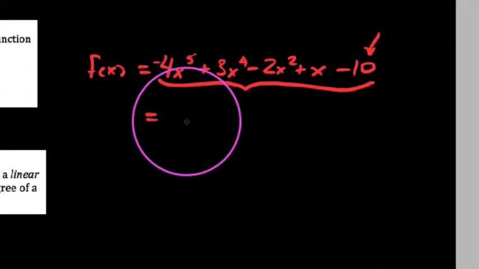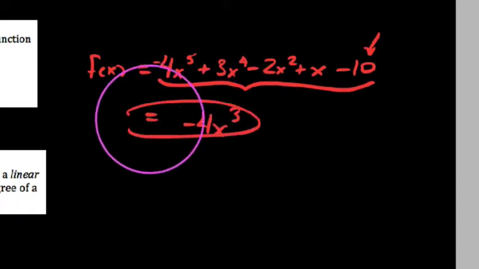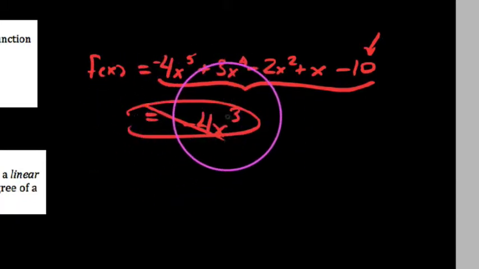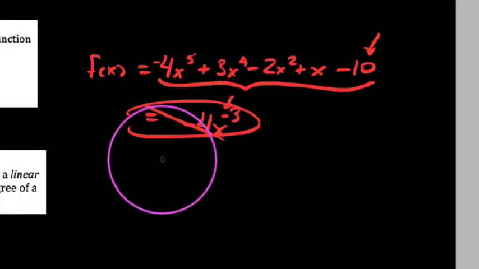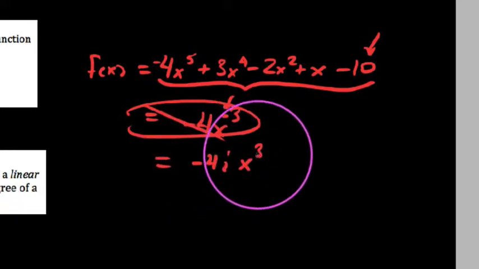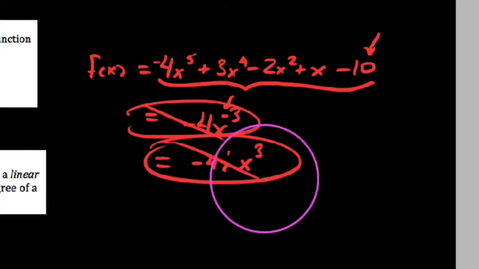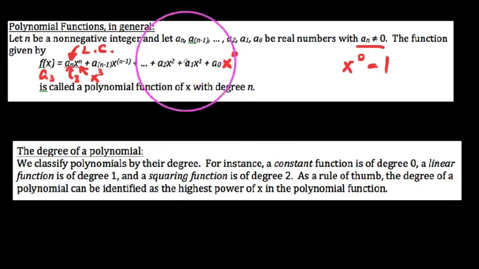So we wouldn't have a function like negative 4x to the negative third. This would not be a polynomial function because it has a negative integer power. Also, negative 4i x to the positive 3 wouldn't be a polynomial either, because all the coefficients have to be real numbers. But simply put, polynomials are these things.